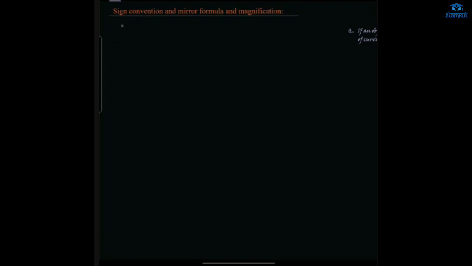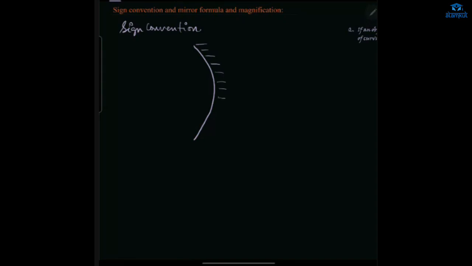For sign convention, first, how do we take the signs in mirror formula and in all of the numericals related to mirror formula? Fine. So let us take a mirror, convex mirror, concave mirror. The sign convention will be the same as what we do in the Cartesian plane. How do we do that?